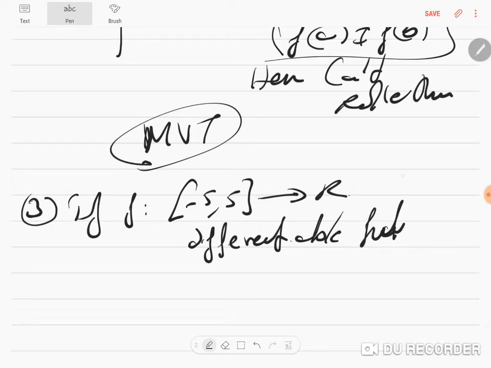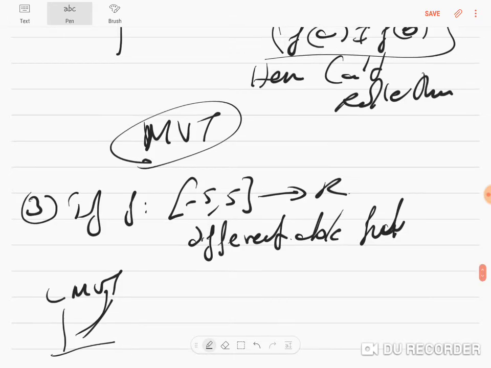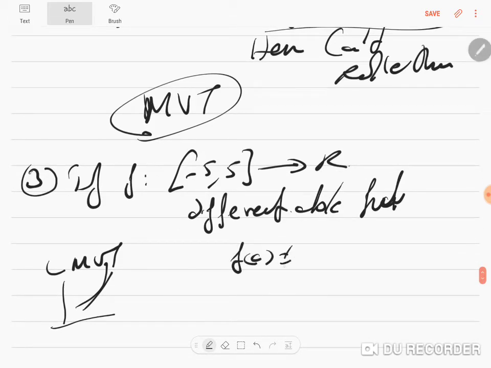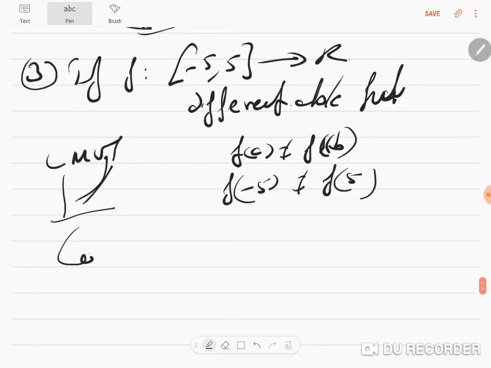Only then can you verify Lagrange's mean value theorem, since it is a differentiable function. It's differentiable from minus 5 to 5, everywhere. You have to prove that f of a is not equal to f of b, or in other words, in the question, f of minus 5 is not equal to f of 5. This is the converse of Lagrange's mean value theorem.